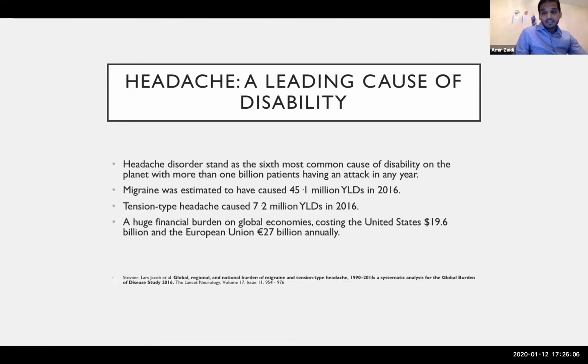It is a leading cause of disability. It's the 6th most common cause of disability on the planet, with more than 1 billion patients having an attack in any year. And migraine is estimated to have caused 45 billion years lived with disability in 2016. And tension type headaches caused 7.2 million years lived with disability in 2016. It is a huge financial burden, costing the US about 19.6 billion and the European Union 27 billion euro annually.